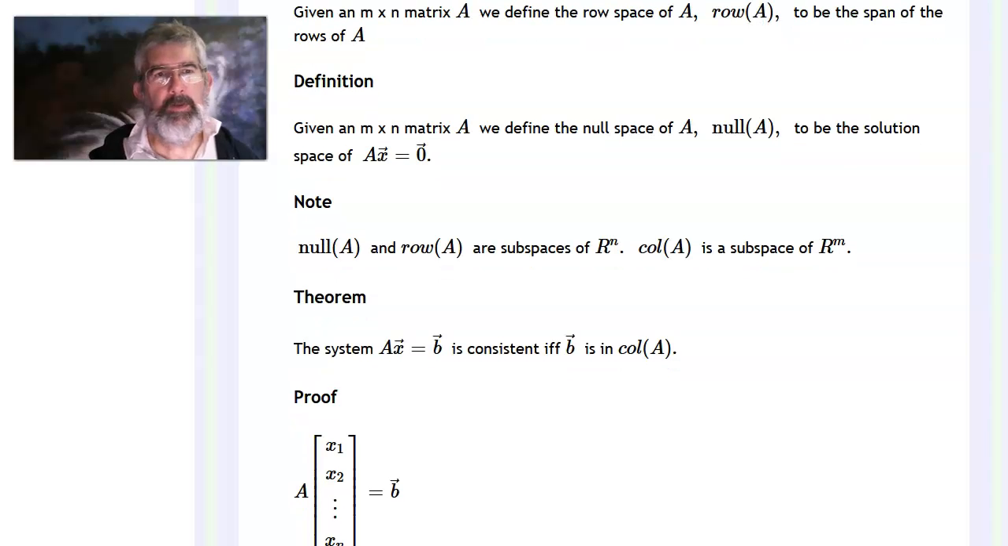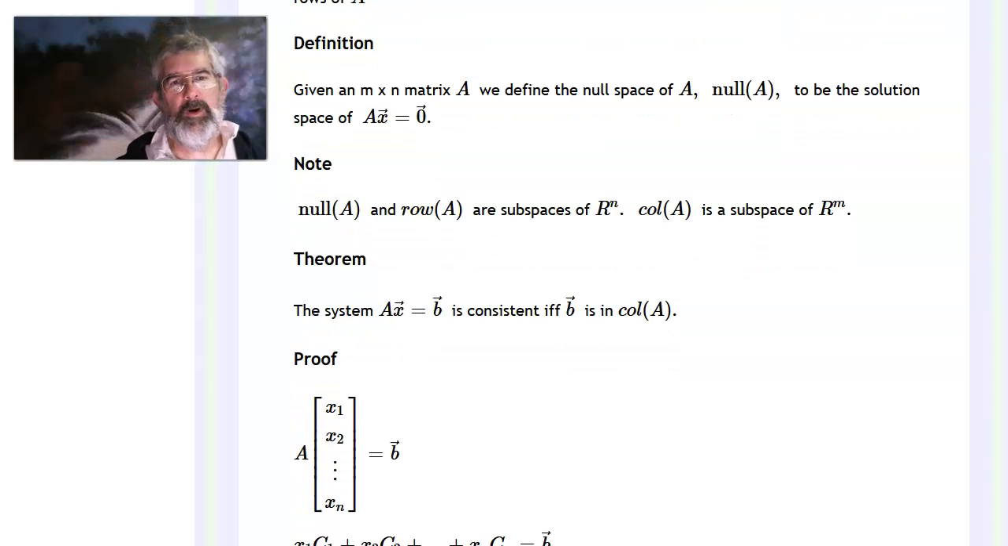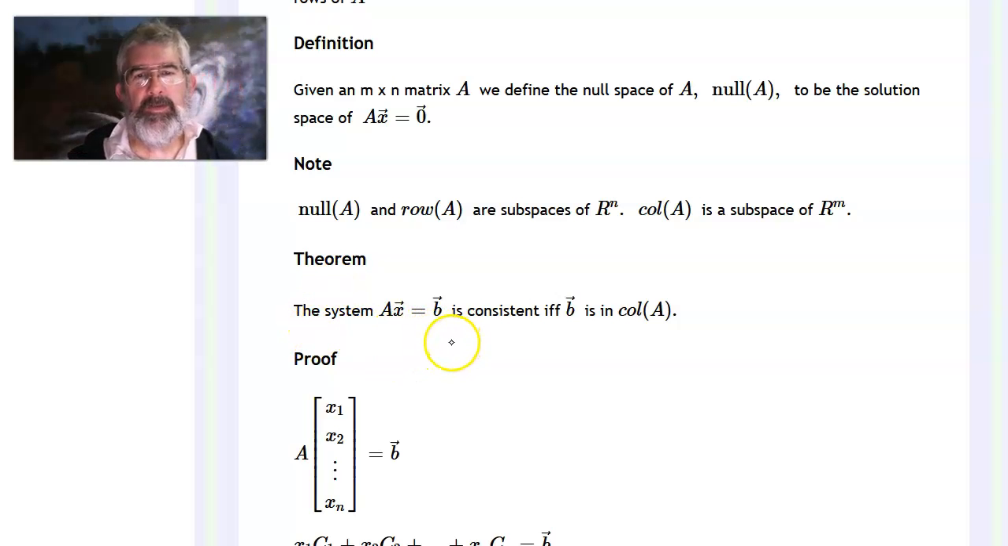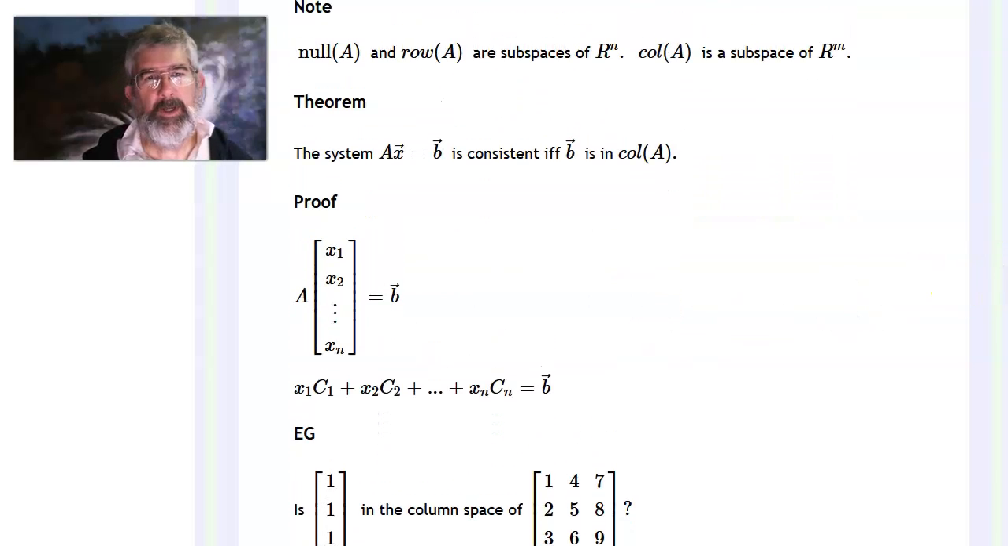So here are a few things that relate these spaces to stuff we've already done. Theorem: the system AX equals B is consistent if and only if B is in the column space of A. So here's my proof. Just remembering how we do some things here. To say AX equals B, X is a vector with n things in it, or a column matrix with n things in it.